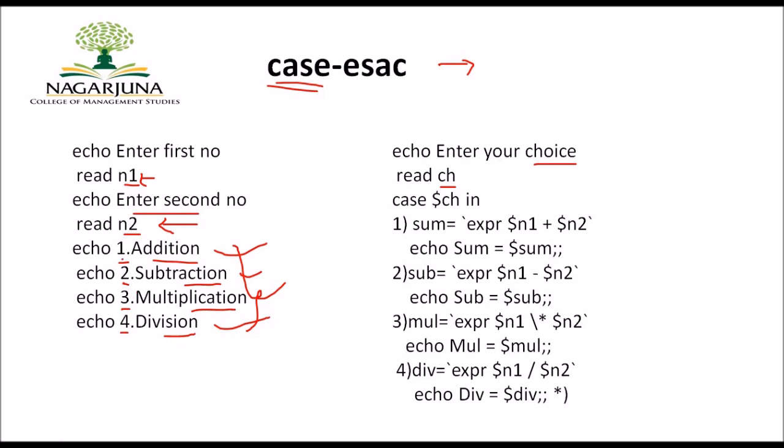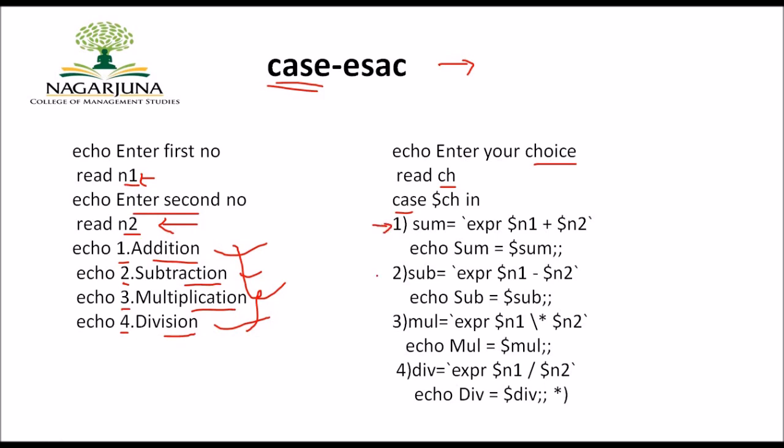So if my choice is 1, then it has to perform an addition of n1 and n2. If my choice is 2, then it has to find the difference between n1 and n2. If my choice is 3, then it has to perform a product of n1 and n2. If my choice is 4, then it has to find the quotient of two numbers, or else it doesn't perform any other operation. So here I make use of the case statement and check if my choice matches with these options. This is how your labels are.